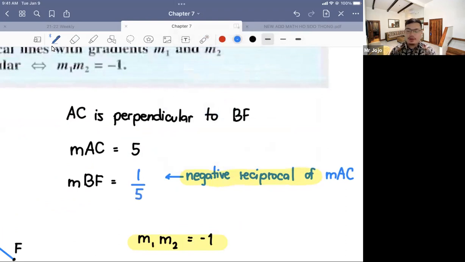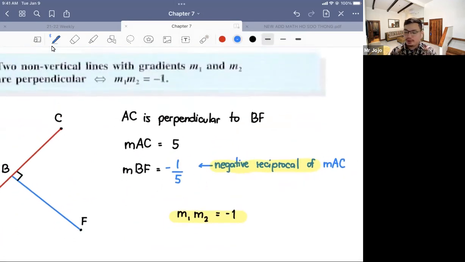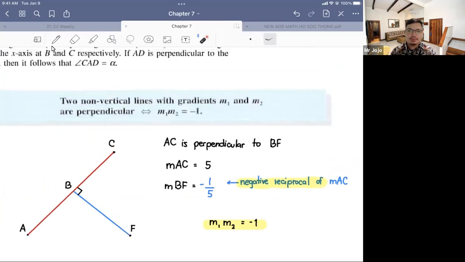But take note, it is a negative reciprocal, so it should be -1/5. That's the number you need to look for in the coming questions. When you multiply 5 and -1/5, your answer is -1. That makes the statement true. We will have examples later that show this property of two perpendicular lines.